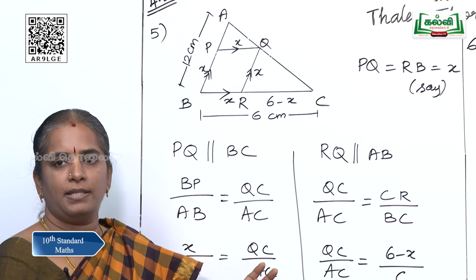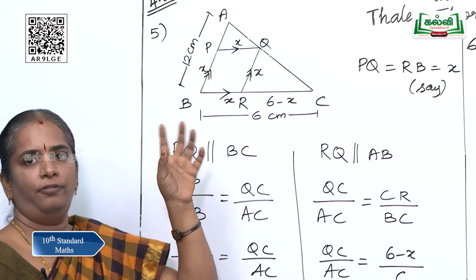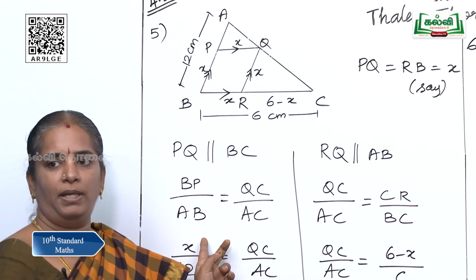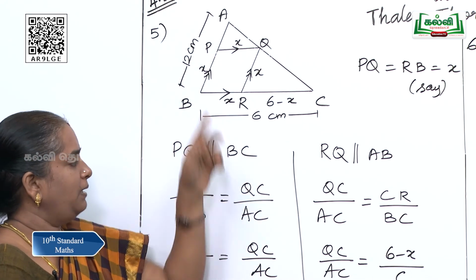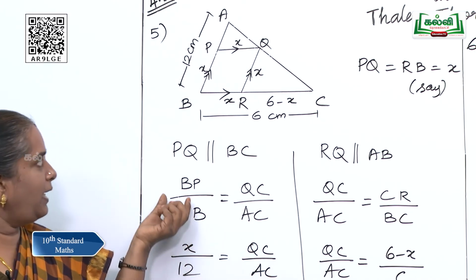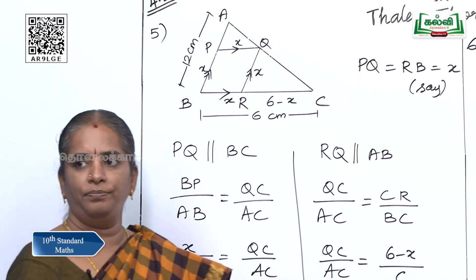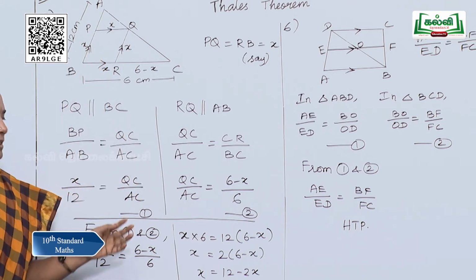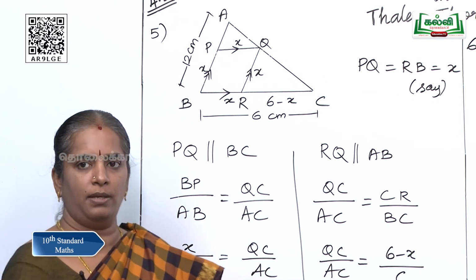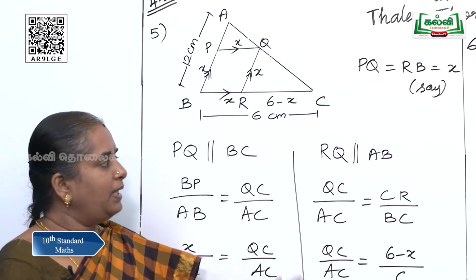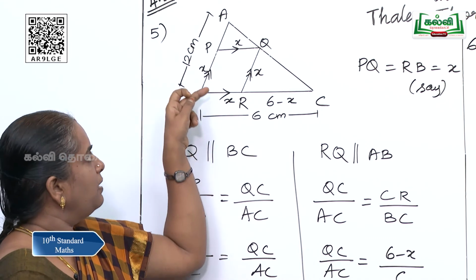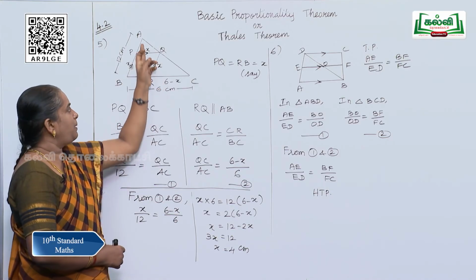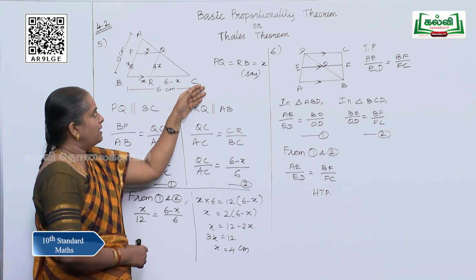So, let us take the second statement now. Since we have to find the value of X, let us have BP by AB on the left side, equal to QC by AC. The value of BP is X and the measurement of AB is given to be 12 centimeter. So, X by 12 is equal to QC by AC, which is our first equation. In the next equation, we have to take this QC. See, QR is parallel to AB. So, we can apply Thales theorem this way.